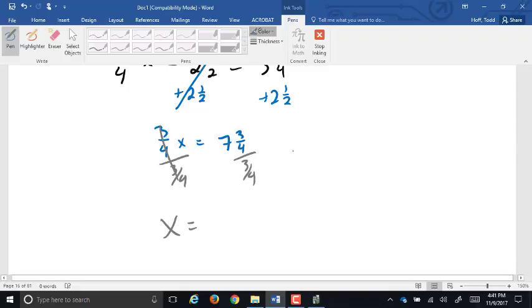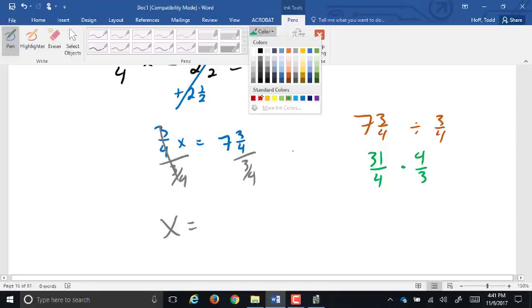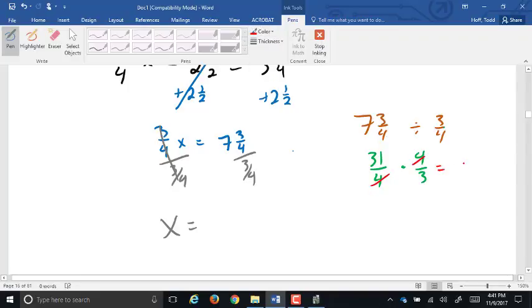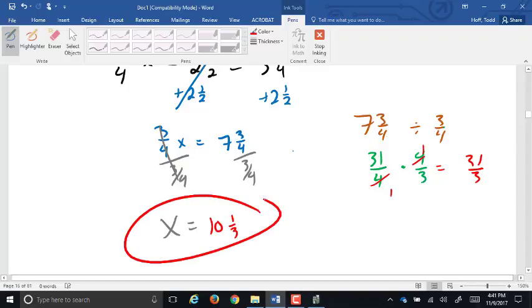So x equals, now you guys can do this on the calculator if you want to. We're going to do the improper fraction. 7 times 4 is 28, plus 3 is 31/4. Take the reciprocal, so that's going to be 4 over 3. It's now times. The 4's cross cancel, give me 1 and 1. So that's 31 over 3, or 10 1/3.